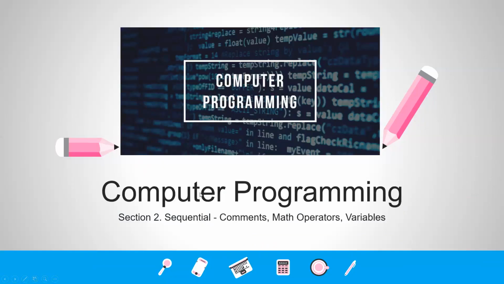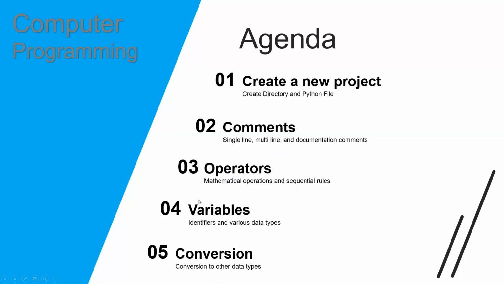So the sequential, we are going to learn about this section. First, we will learn how to create a new project. And then second, we are going to learn more about comments and operators. What are operators? And then what is a variable and how we can convert, or we call it conversion.